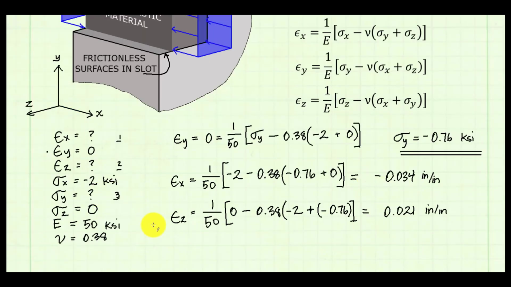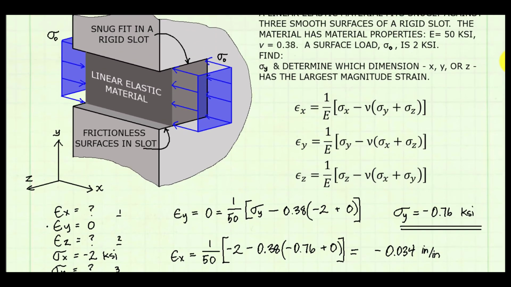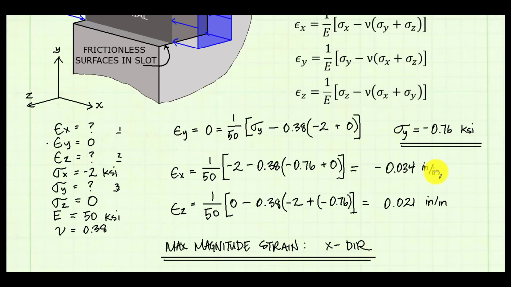Lastly, I solve the epsilon z equation, and I get that the strain in the z direction is positive 0.21 inches per inch. And again, that is what we expect. As we compress the block of material, it will grow in the only direction it can, and that is in the z direction. So we expect a positive strain. By comparing our strain values in the x, y, and z directions, we see that the strain in the x direction is the maximum magnitude strain, and our problem is complete.